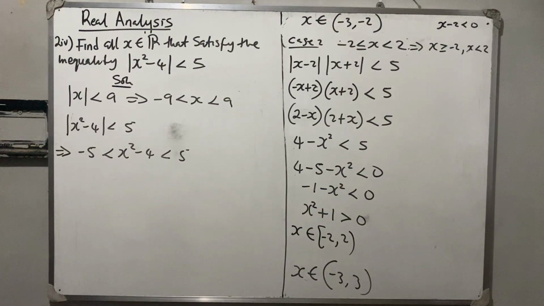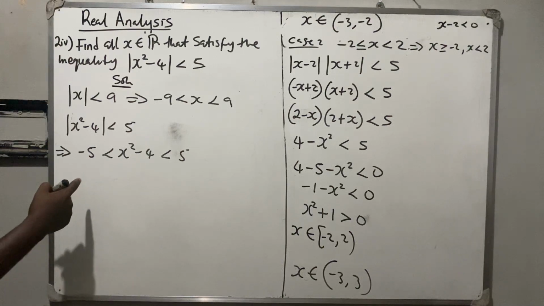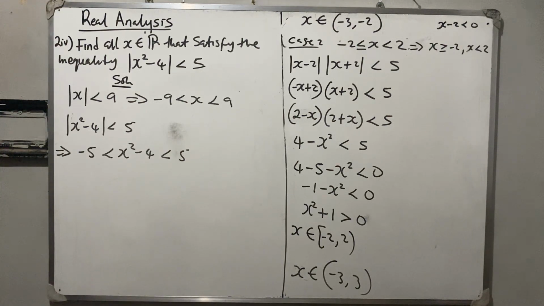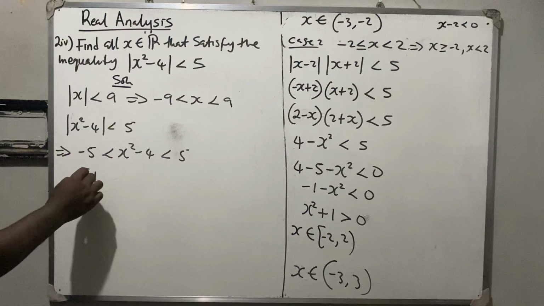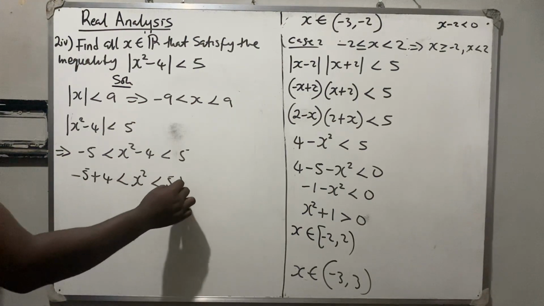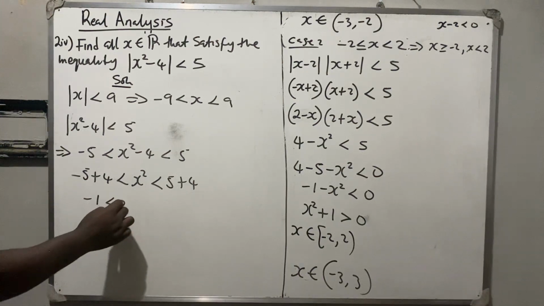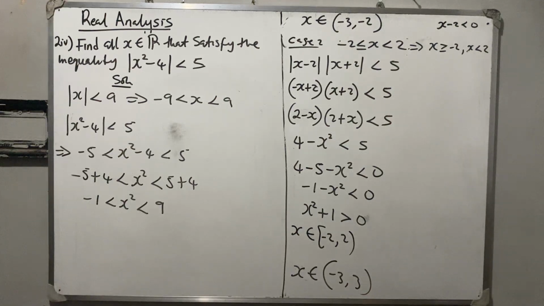So if you do that, this one is coming to this side and this one going to the other side. What do we have there? We're going to add 4 everywhere. So minus 5 plus 4 is less than x squared, which is less than what? 5 plus 4. So we're having that minus 1 is less than x squared, which is less than 9.